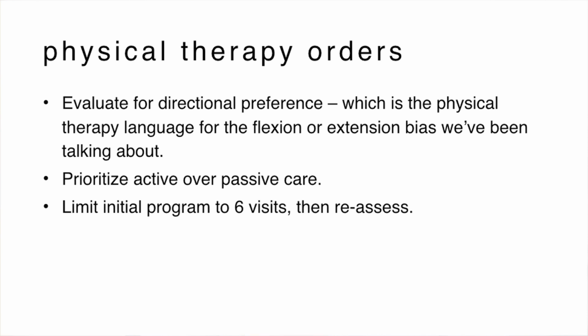When referring to physical therapy, specifically request 3 things. Number 1, to evaluate for directional preference. This is the physical therapy term or language for the flexion and extension biases we've been talking about. Number 2, ask to prioritize active over passive care. And number 3, limit the initial program to 6 visits, then reassess. If patients aren't responding as anticipated, then consider a referral to a specialist. For those whose pain is non-mechanical or chronic recurrent, consider a multidisciplinary referral before physical therapy.